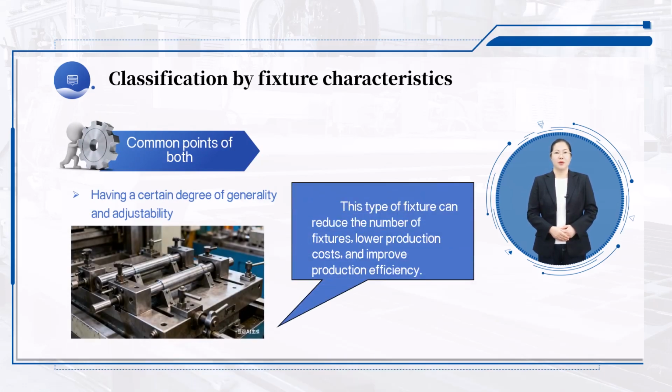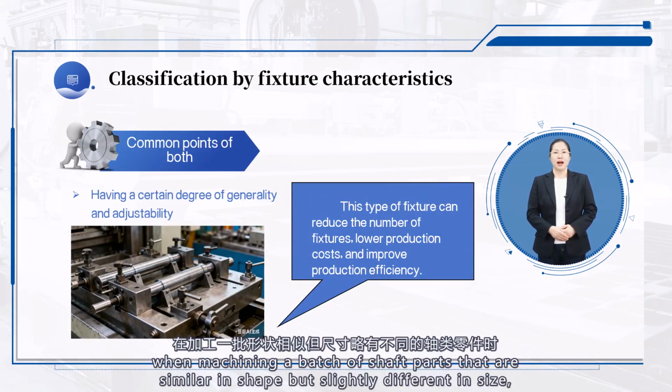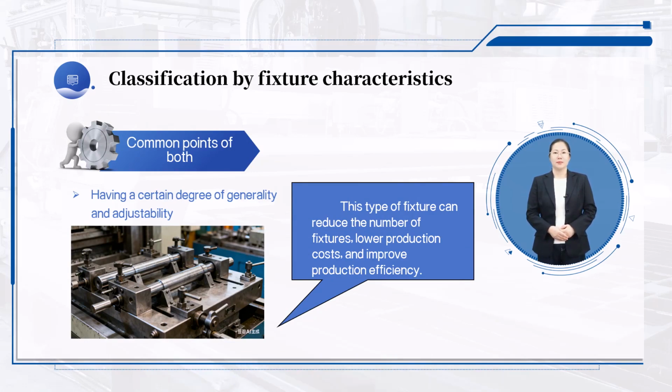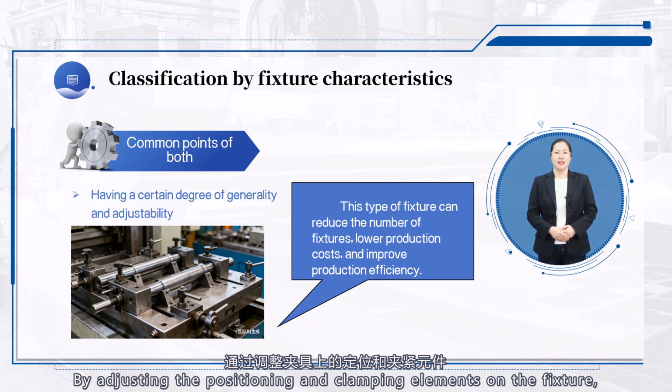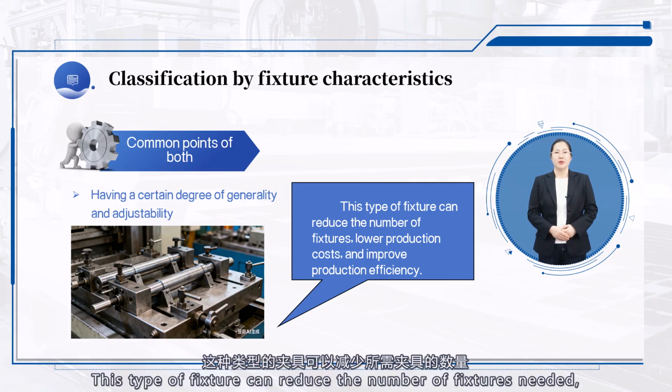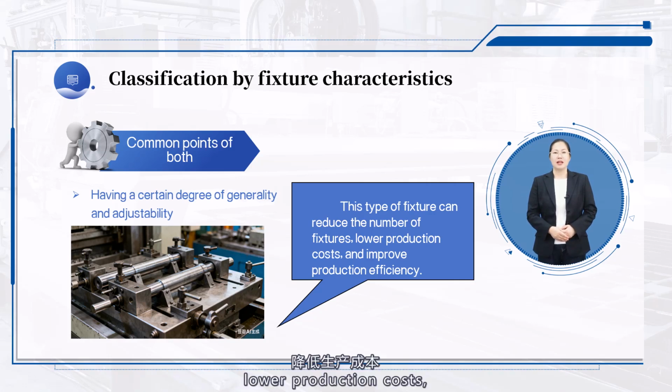For example, when machining a batch of shaft parts that are similar in shape but slightly different in size, a general adjustable fixture can be designed. By adjusting the positioning and the clamping elements on the fixture, it can accommodate the machining of shaft parts of different sizes. This type of fixture can reduce the number of fixtures needed, lower production costs, and improve production efficiency.